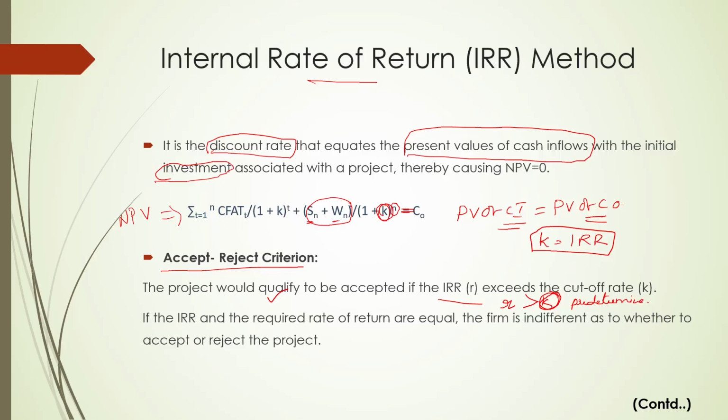So, there is a predetermined rate. If your return is more than the predetermined rate, that is, your discount rate is higher than the predetermined rate, then you are going to accept the project, and vice versa. If r is less than K, then you are going to reject the project. Clear? Now, this is a general introduction of IRR.